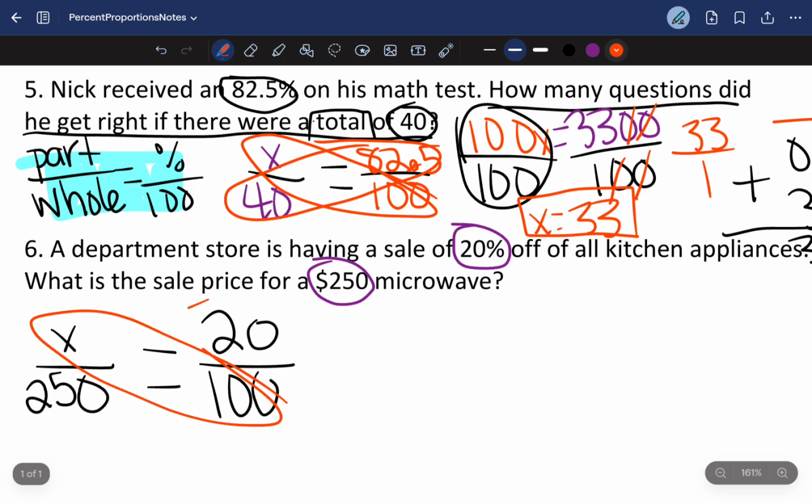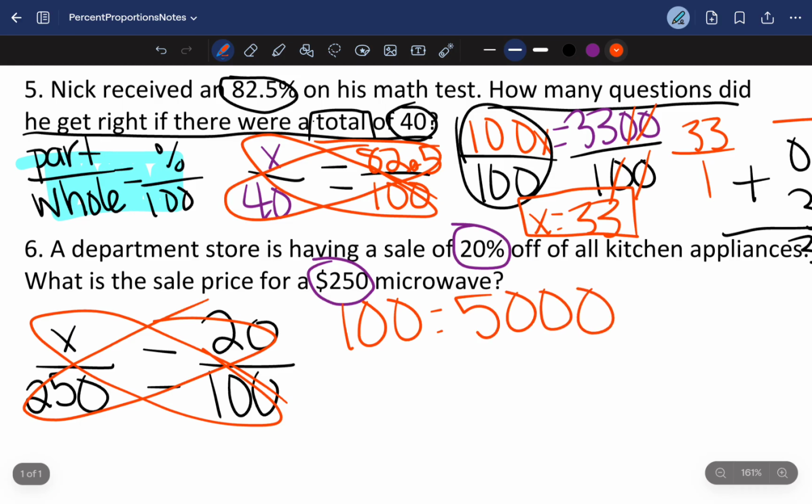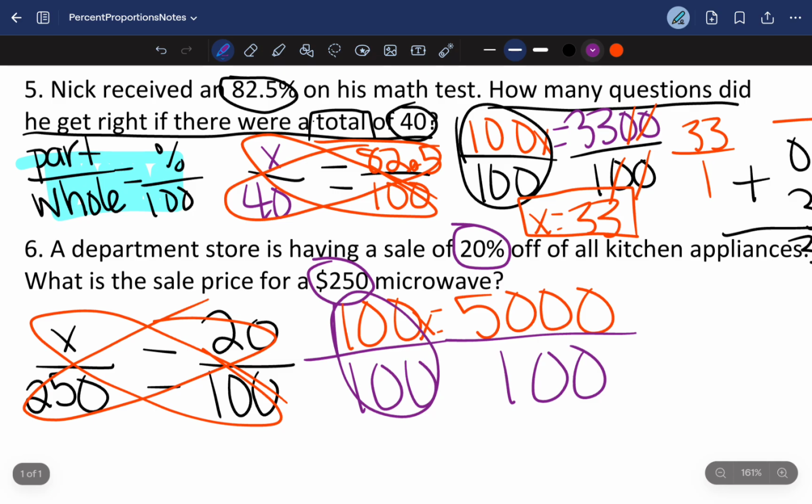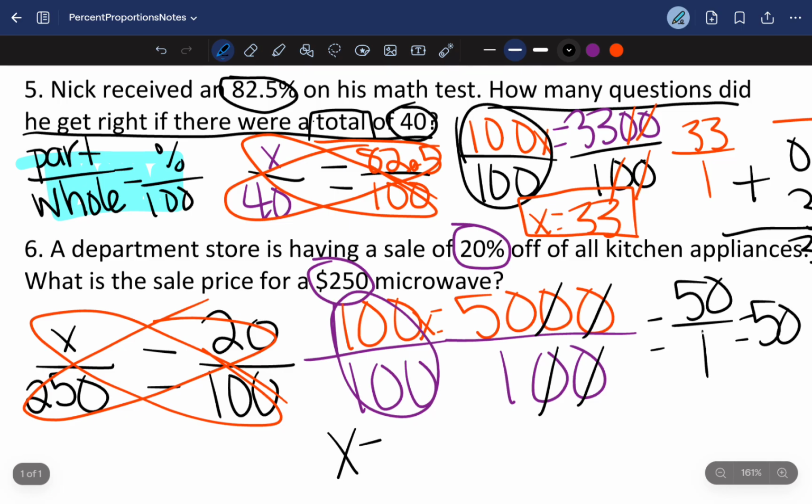So now I'm just going to cross multiply. So I get 100x equals, and then 250 times 20 gives me 5,000. Oops, I forgot my x. There we go. Now I'm going to divide both sides by 100. And then these numbers also end in 0, so I can just kind of cross out some zeros. So 1 below, 1 above, 1 below, 1 above. So it is 50 over 1, which is just 50. So that means x equals 50.